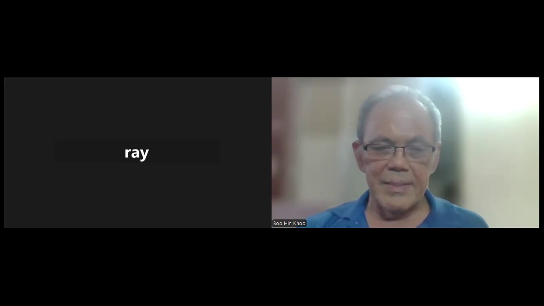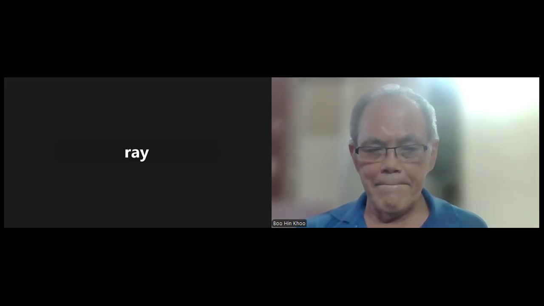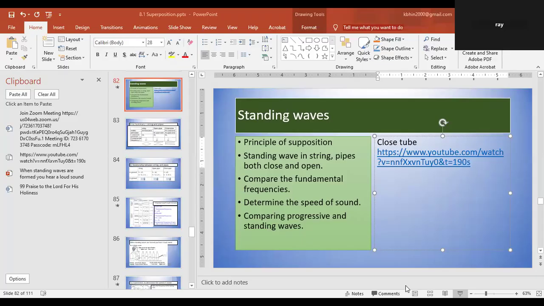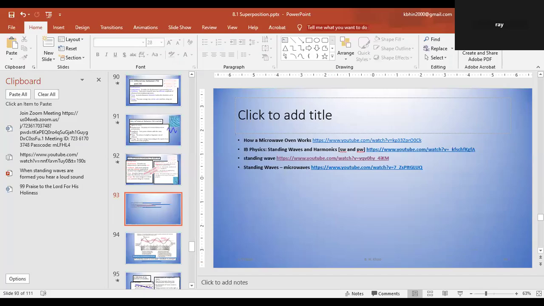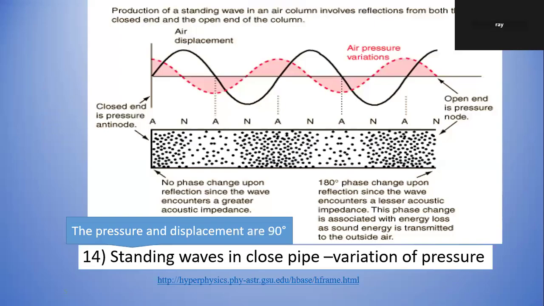Okay, let's go back to our... Okay. This is just, can you see the diagram? Yes. Okay, then we are okay already.